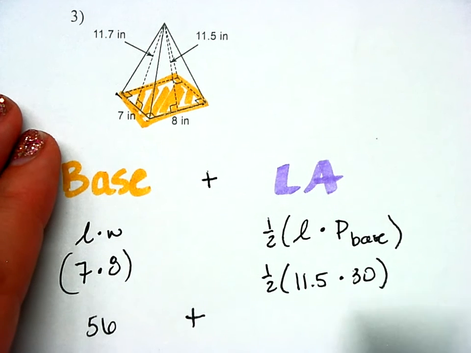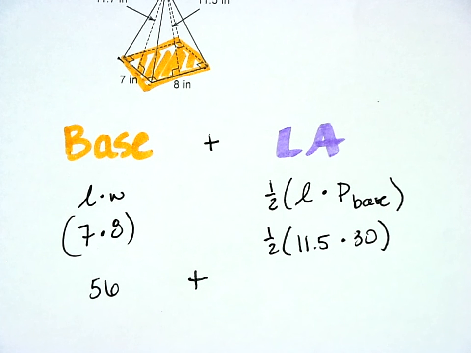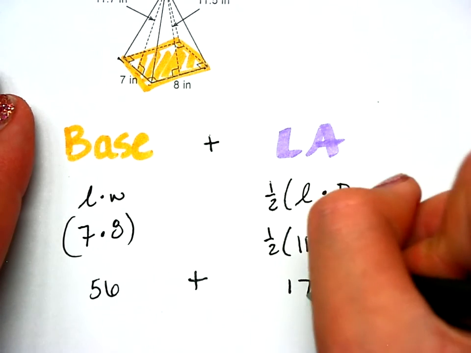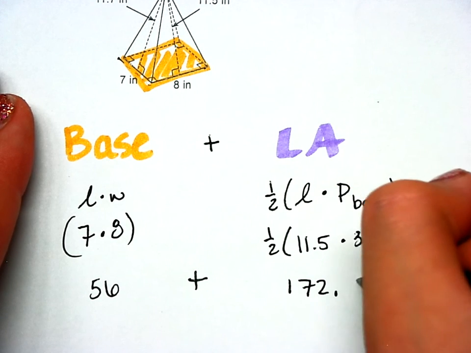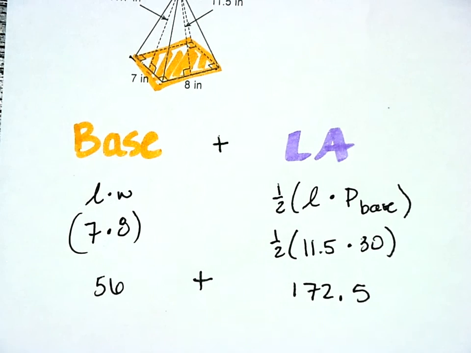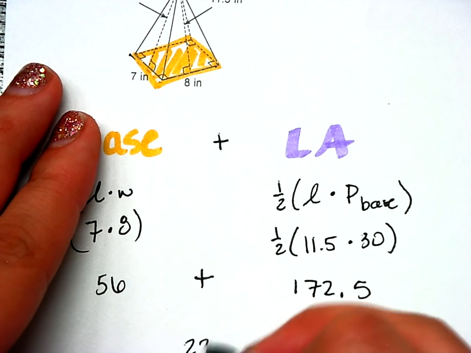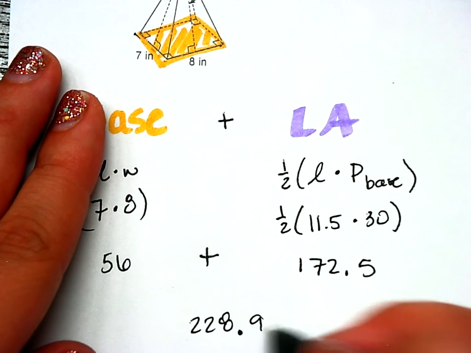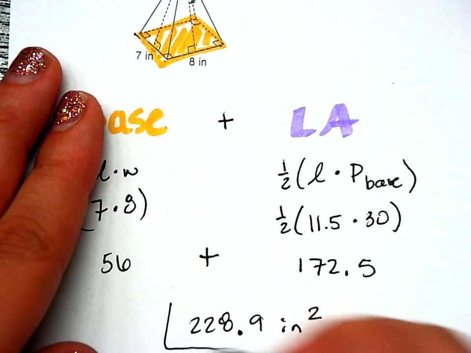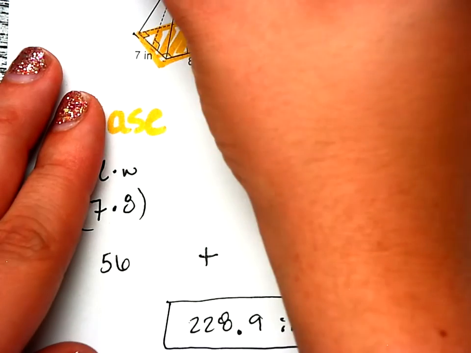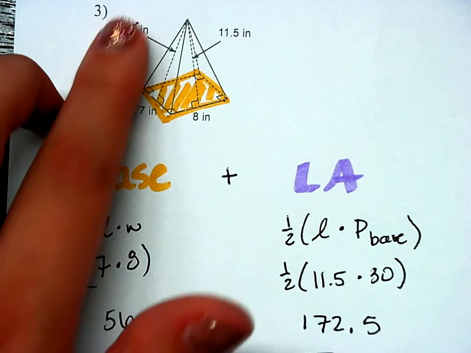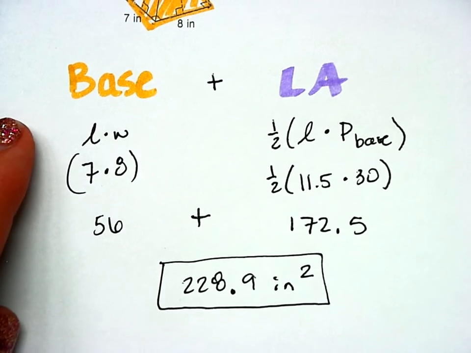Okay, and then when I calculate this, times 11.5, that gives me 172.5, and then I'm going to add it to 56. So it gives me 228.9 inches squared. So this was definitely a typo. This should have just also been 0.5 up here. So both 0.5. Okay, so that's your total surface area.